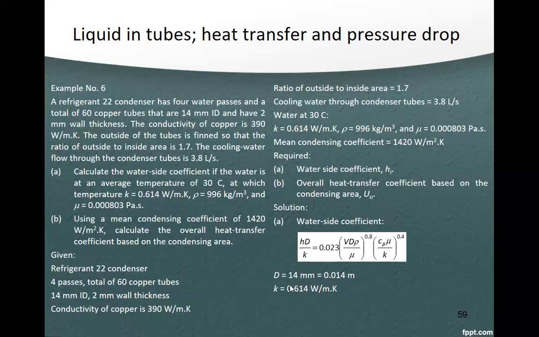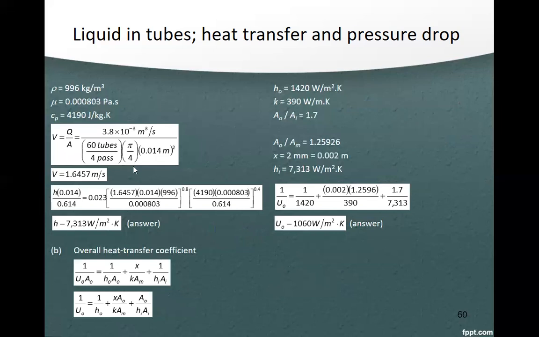So D is 14 mm, 0.014 meter. k is 0.614 watts per meter Kelvin. Then rho is 996 kilogram per cubic meter. Mu is 0.000803 Pascal second. Cp is 4190 joule per kilogram Kelvin. So velocity is Q over A, where Q is equal to 3.8 times 10 exponent negative 3 cubic meter per second.